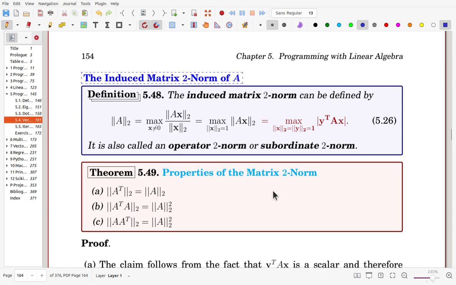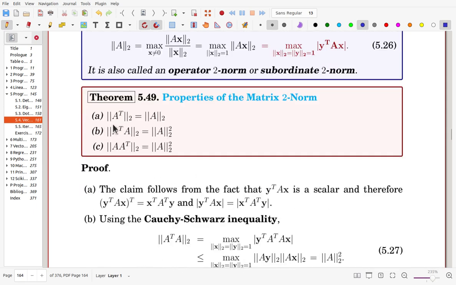With that, we can prove the properties of the matrix 2 norm. The 2 norm of A transpose is the same as the 2 norm of A. And A transpose A, for a general matrix A, has a 2 norm the same as the A 2 norm squared. And also the 2 norm of A A transpose is the same as the A norm squared. Here, the proof is given. If you are interested in mathematics, you may try to understand the proof. You learn a lot out of this proof. Okay, that's the end of the section. Thank you.